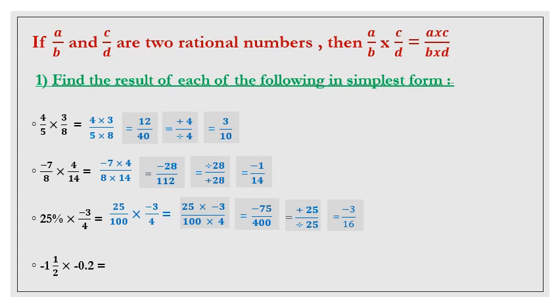Number 4, negative 1.5 by negative 0.2. Convert the mixed number to a fraction and the decimal number to a fraction. Negative 1.5 becomes negative 3 over 2. Negative 0.2 equals negative 2 over 10. Then negative 2 by negative 3 equals positive 6 over 20. Divisible by 2, the result is 3 over 10.